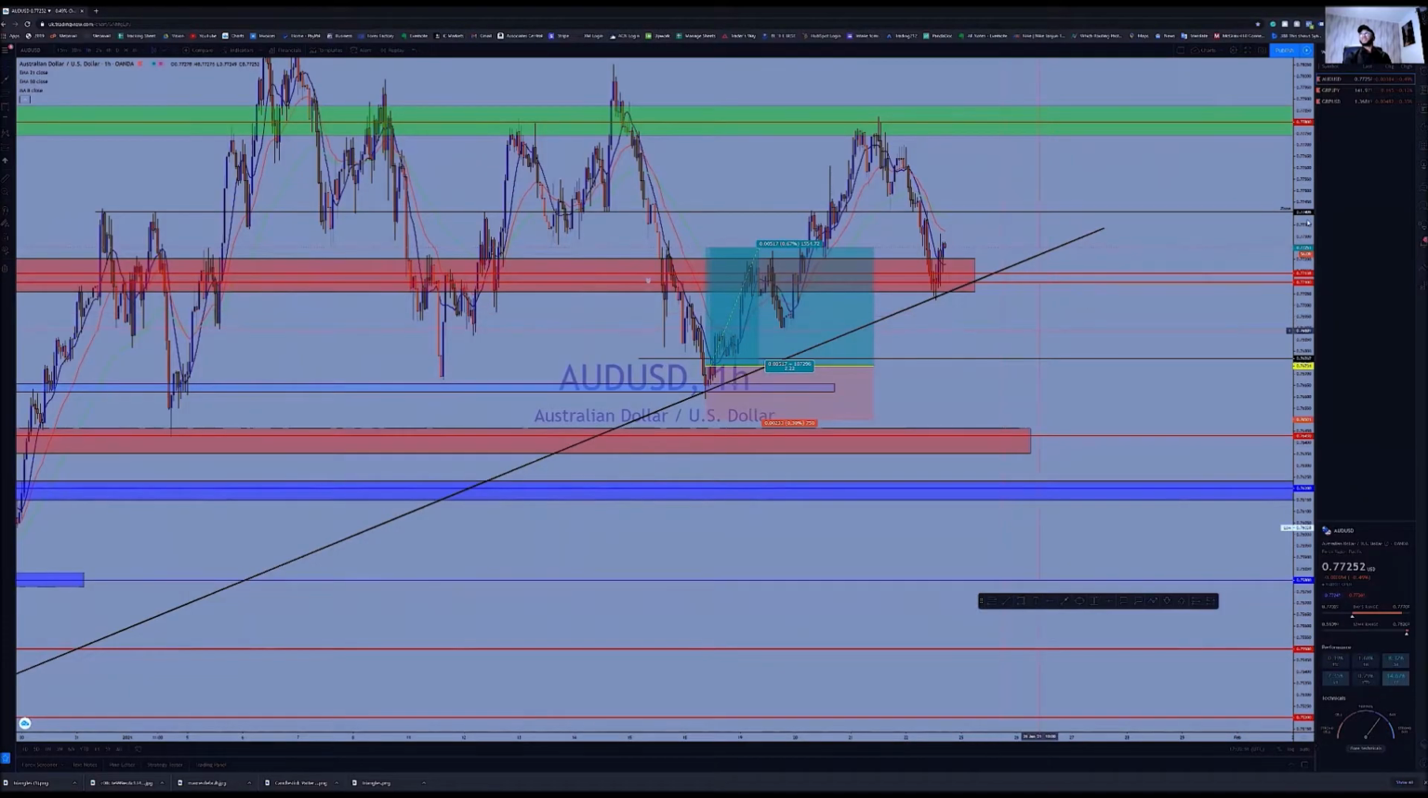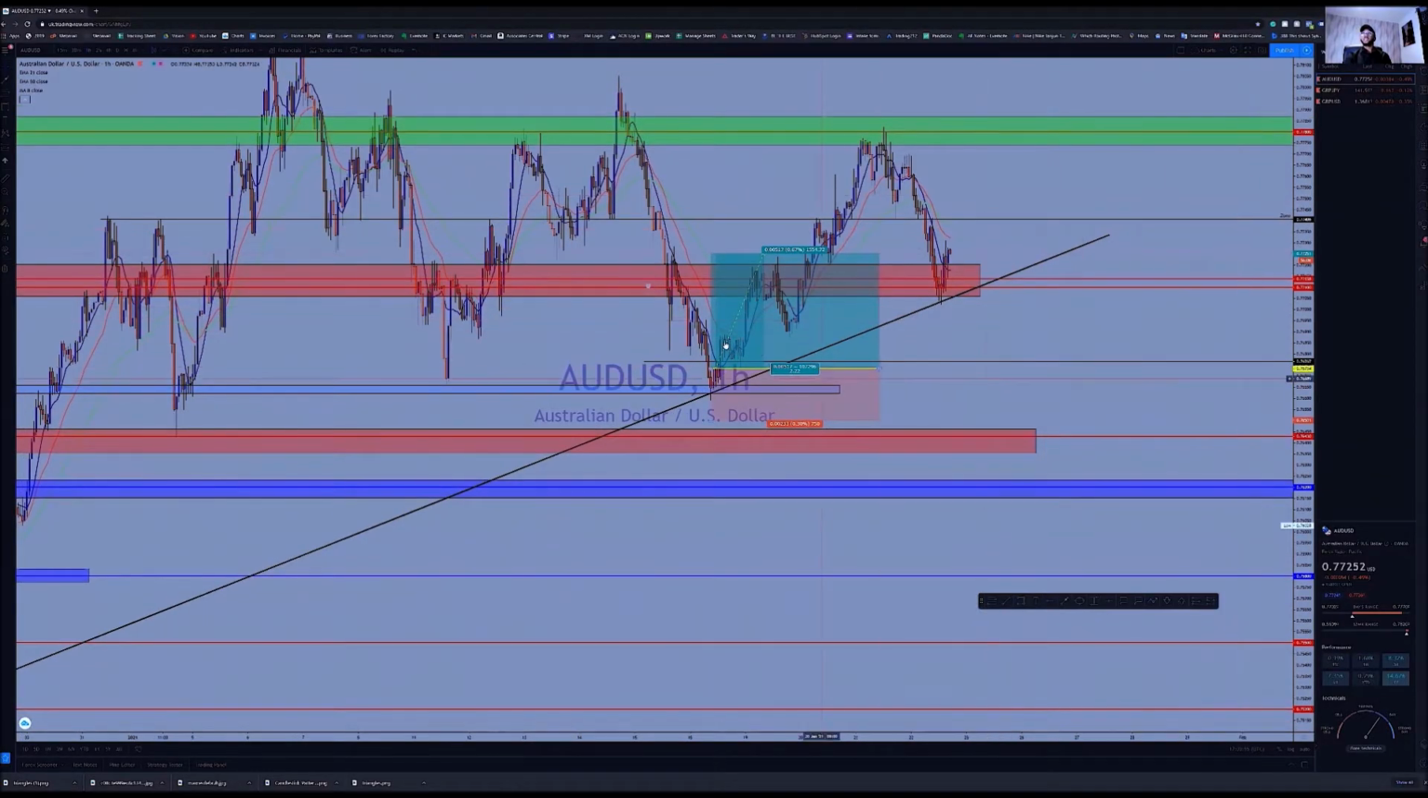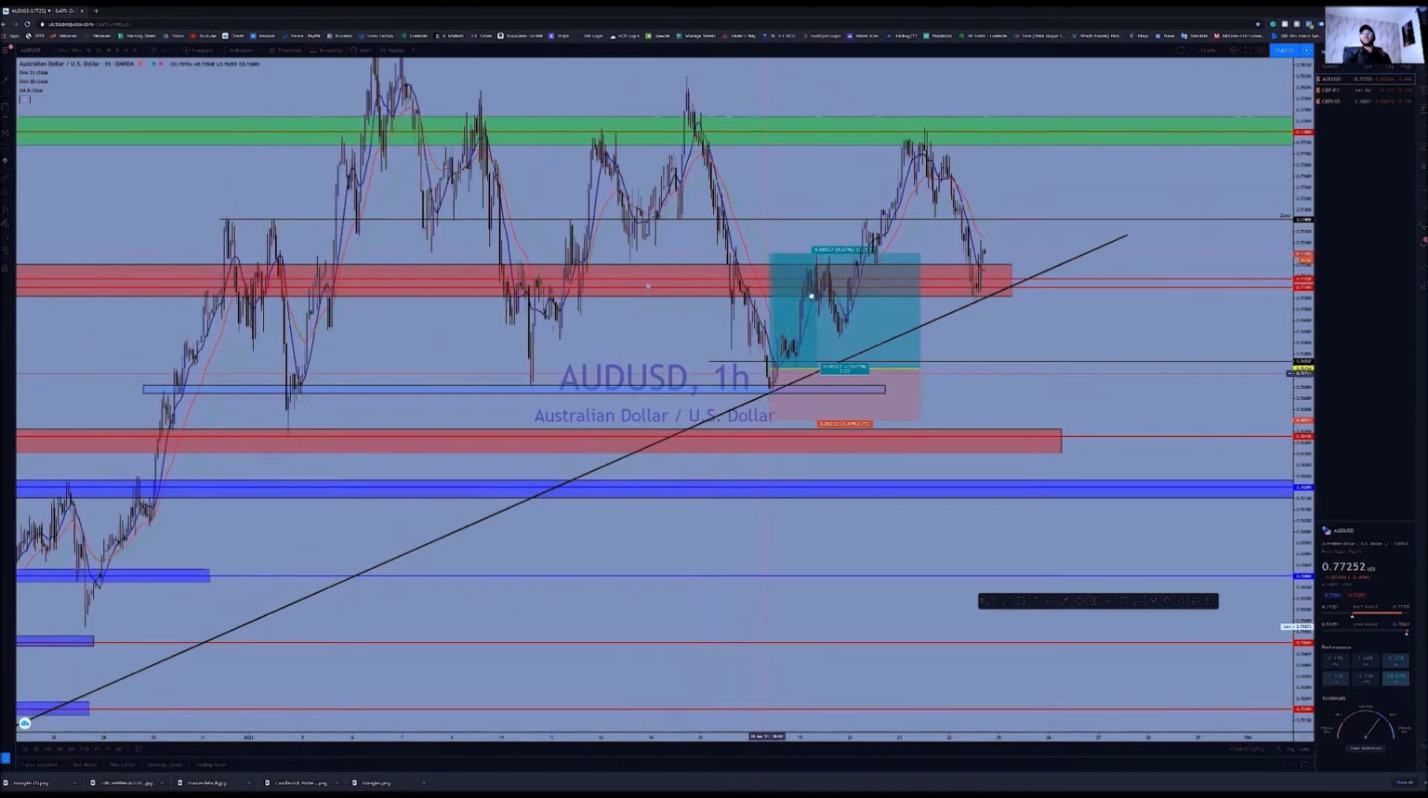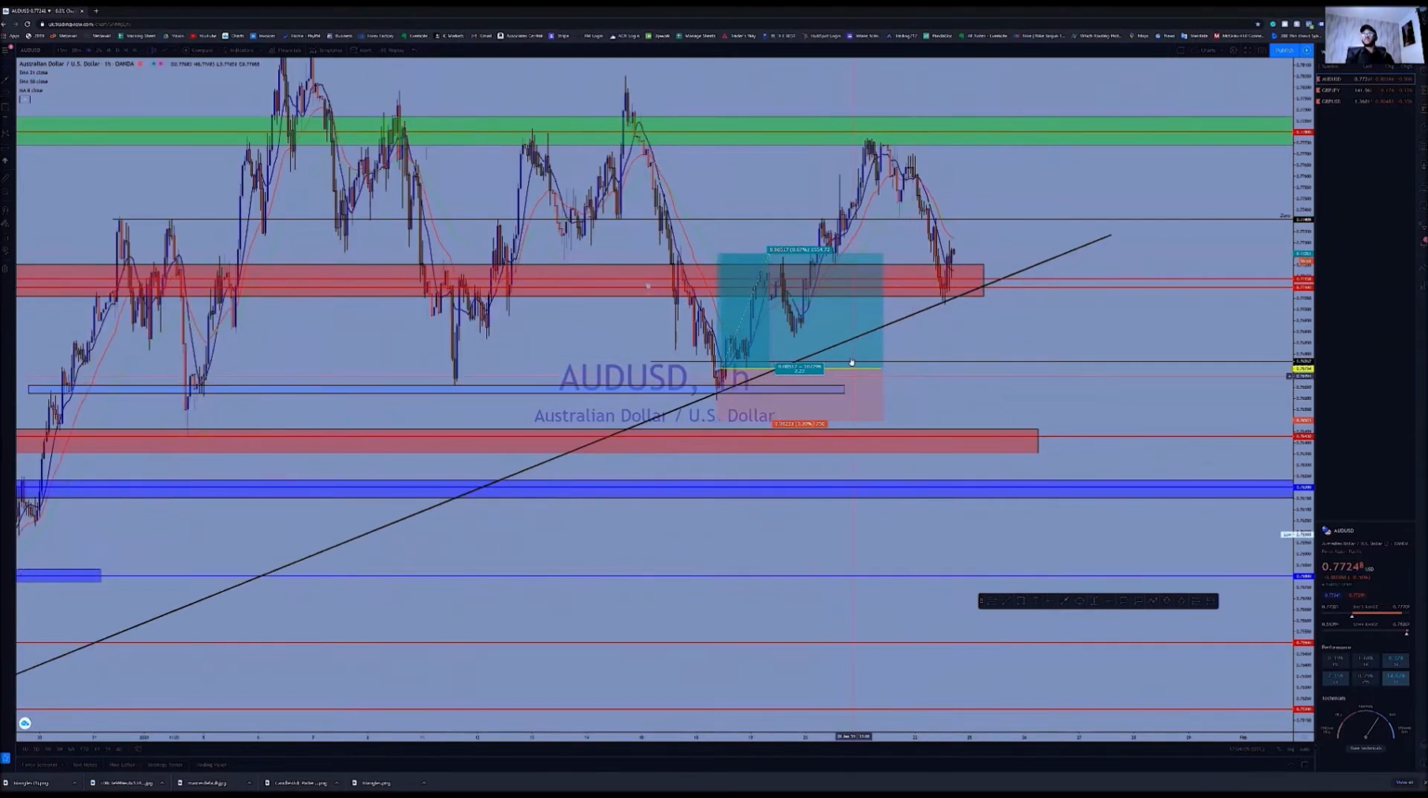Let's dive into the charts. This is a trade I took last week on Aussie USD, when it was in this zone, and we took the trade out here. So let's remove this so we can break down the entire trade.